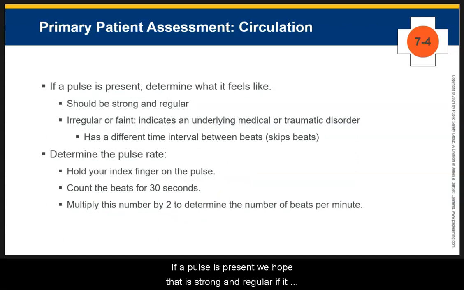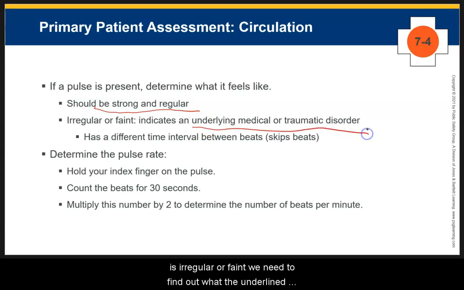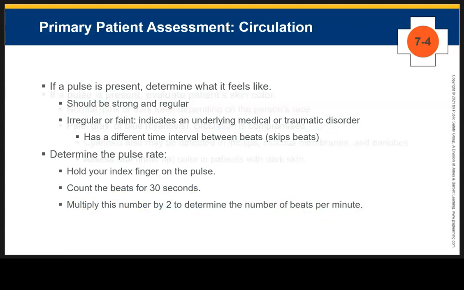Now, if a pulse is present, we hope that it's strong and regular. If it is irregular or faint, we need to find out what the underlying traumatic issue could be. To determine the pulse rate, it's the same as a respiratory rate. Count the beats for 30 seconds and multiply by 2. That gives us beats per minute.